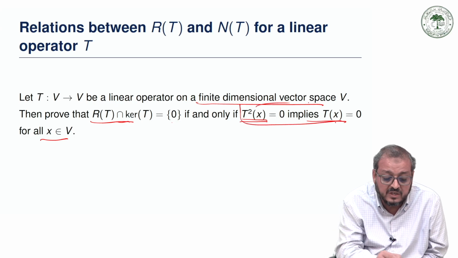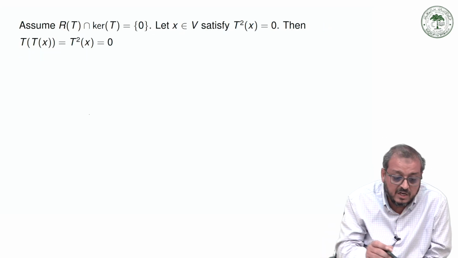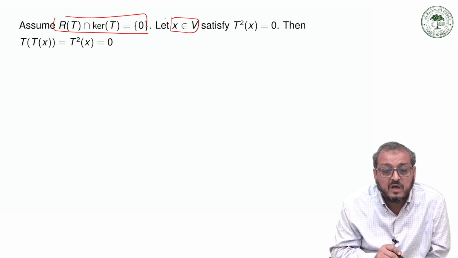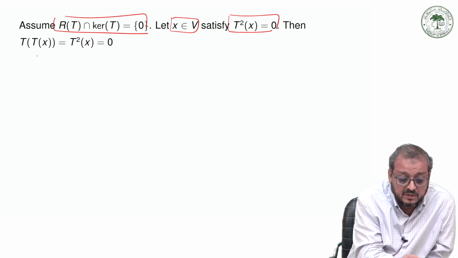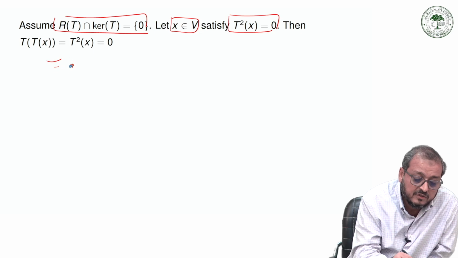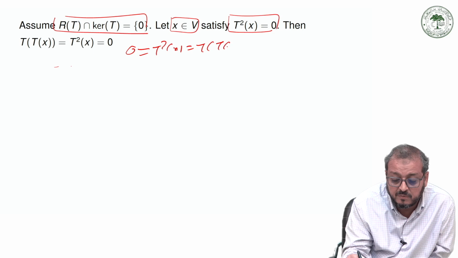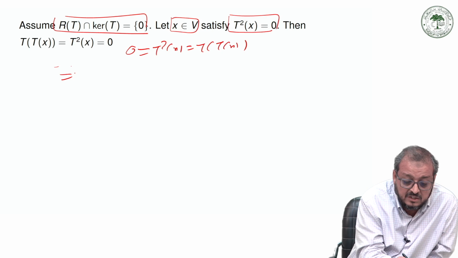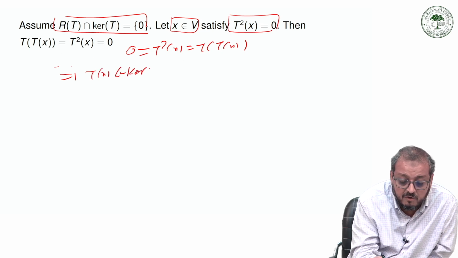If this condition holds, we can say that the intersection of the range of T and the kernel of T is also equal to 0. So starting from this, assuming that this intersection is equal to 0, we choose any arbitrary element x belonging to V satisfying T squared x equal to 0. Now we use the composition map. We can write T squared x like this: 0 can be written as T squared x, which by the composition property is T of Tx. And now we have T of Tx equal to 0, and this implies that Tx is an element of the kernel of T.